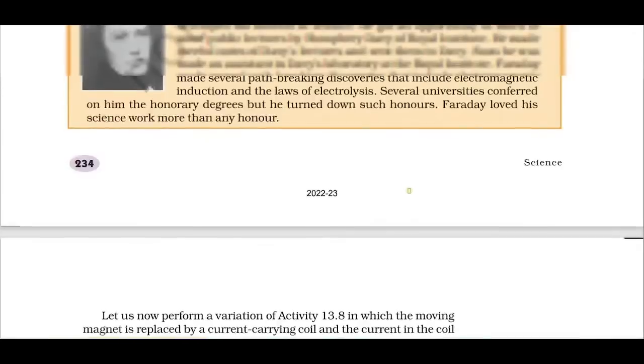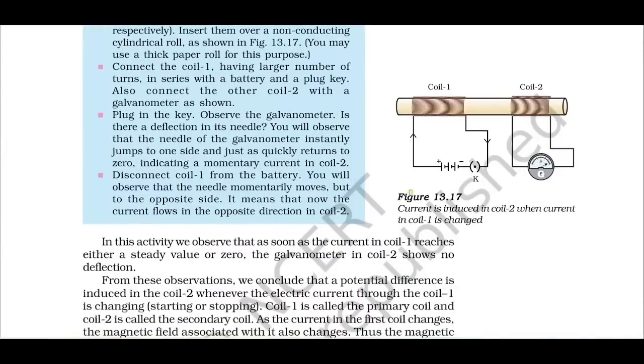You also have one more important experiment, that is the coil experiment. Whenever there is a change in the magnetic field in coil 1, the current is induced in coil 2. Take 2 coils, coil 1 and coil 2. Coil 1 is connected to a battery and coil 2 is connected to a galvanometer. Because of the current in coil 1, a magnetic field is produced, and this magnetic field is induced in coil 2.